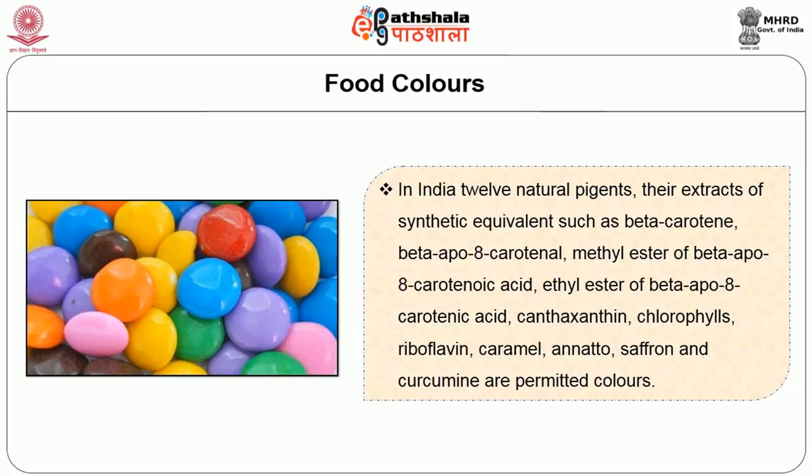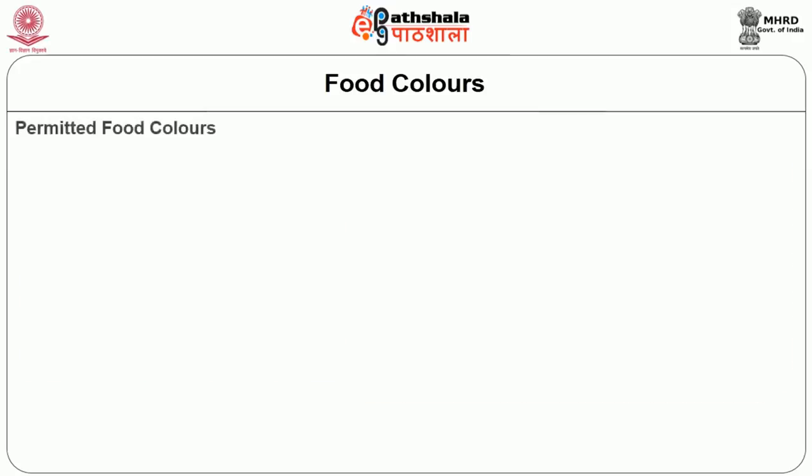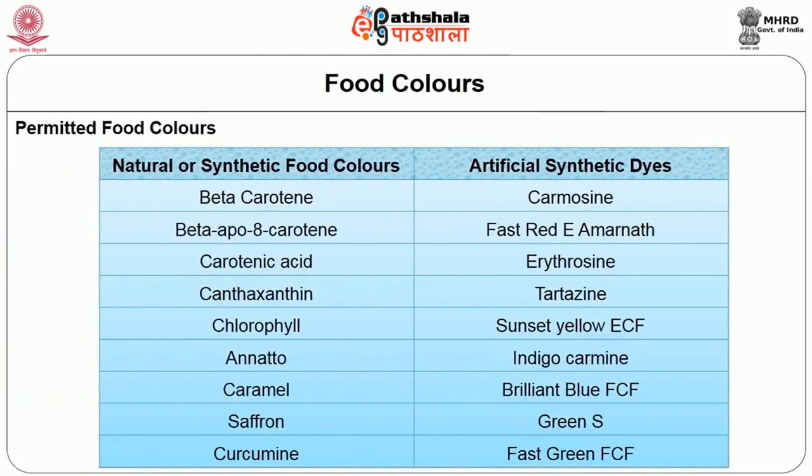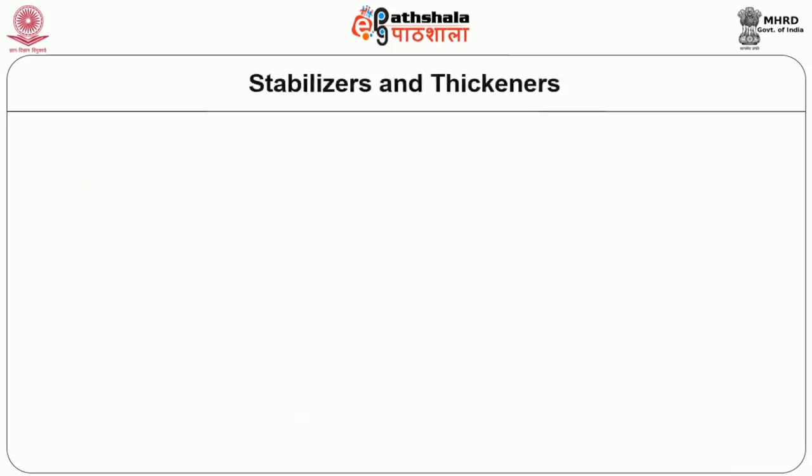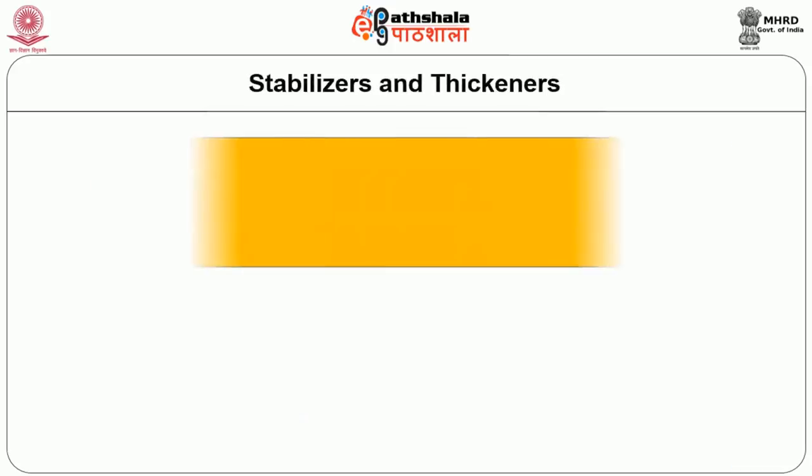In India, 12 natural pigments and the extracts of synthetic equivalents, such as beta-carotene, beta-apo-8-carotenol, methyl ester of beta-apo-8-carotenic acid, ethyl ester of beta-apo-8-carotenic acid, canthaxanthin, chlorophylls, riboflavin, caramel, annatto, saffron, and curcumin, are permitted colors. The table shows the permitted food colors, either natural or synthetic, and artificial synthetic dyes used in foods.